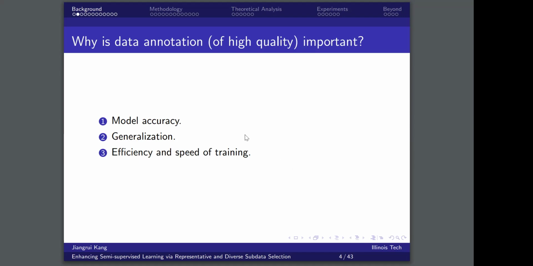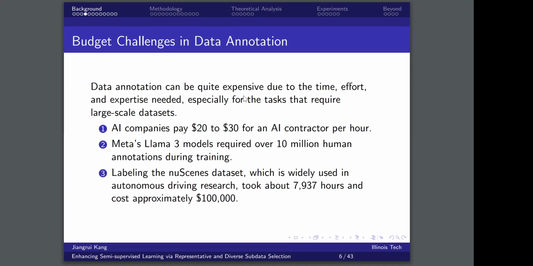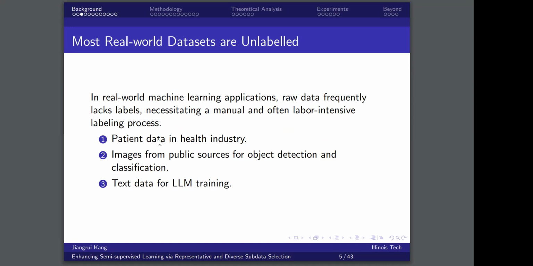That leads to the next problem. Most real-world data sets are unlabeled, like patient data, images from public resources, and text data. They need a manual and often labor-intensive labeling process. And next, we have budget challenges in data annotation. It can be quite expensive due to the time, effort, and expertise needed. For example, patient data can only be labeled by medical scientists, doctors, and so on. Only those people can label such data well.